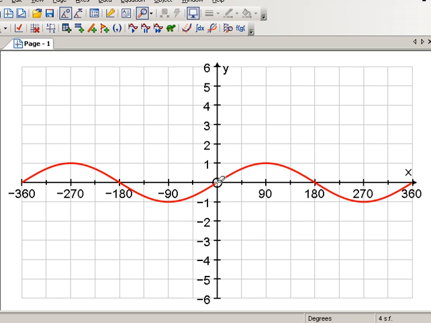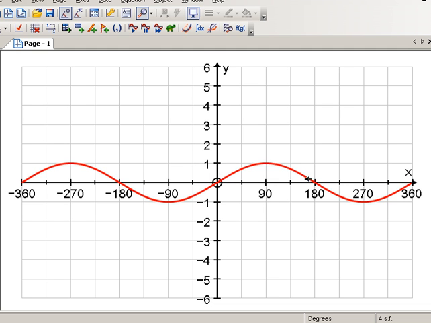So the graph of sine x goes through the origin. It has a maximum of 1 on the y-axis and a minimum of -1 on the y-axis. So if you're looking at the y-coordinates, they range from -1 at the lowest point to +1 at the highest point on the graph. So that's the range of the graph, -1 to +1.